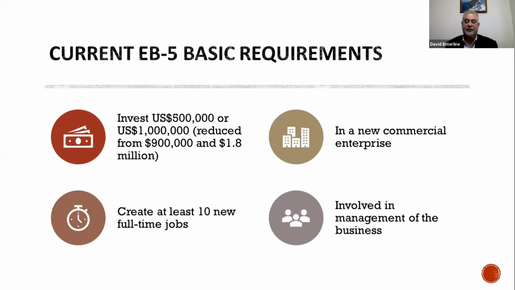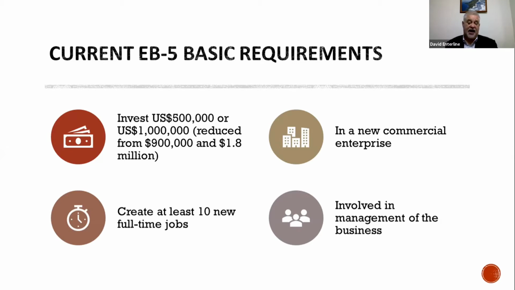So we'll start with the basics. In order to qualify for the EB-5 visa, these are the main criteria, and they're relatively simple. An investor would invest $500,000 or $1 million into a new commercial enterprise, and through that investment creates at least 10 new full-time jobs for US workers, and the investor should somehow be involved in the management of the business. Those are the basic requirements. There really isn't much more to qualifying. There's no education requirement. There's no business experience requirement. There's no language requirement. So you may not speak any English at all, and you can still qualify for EB-5.